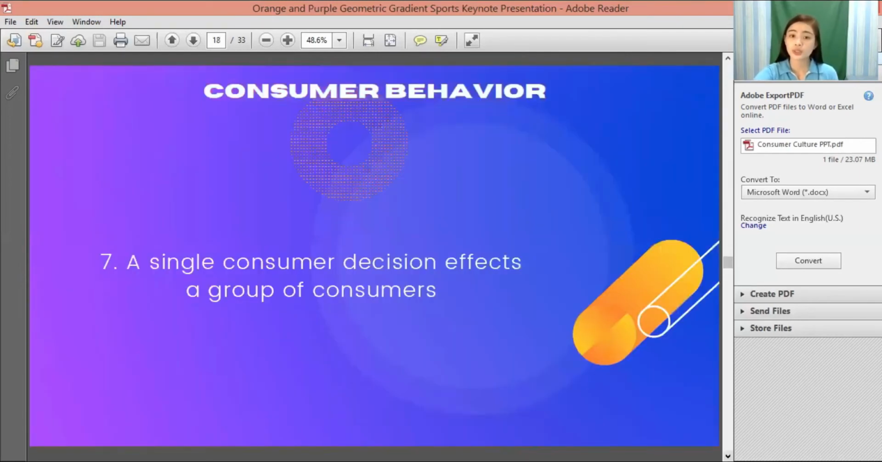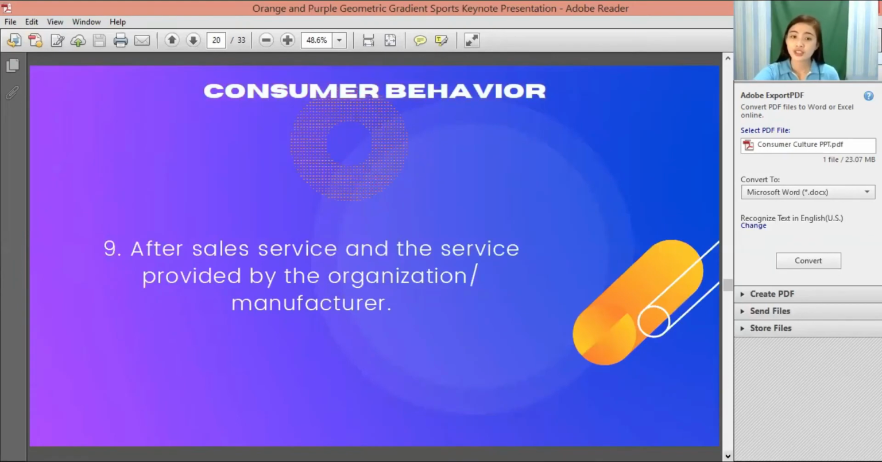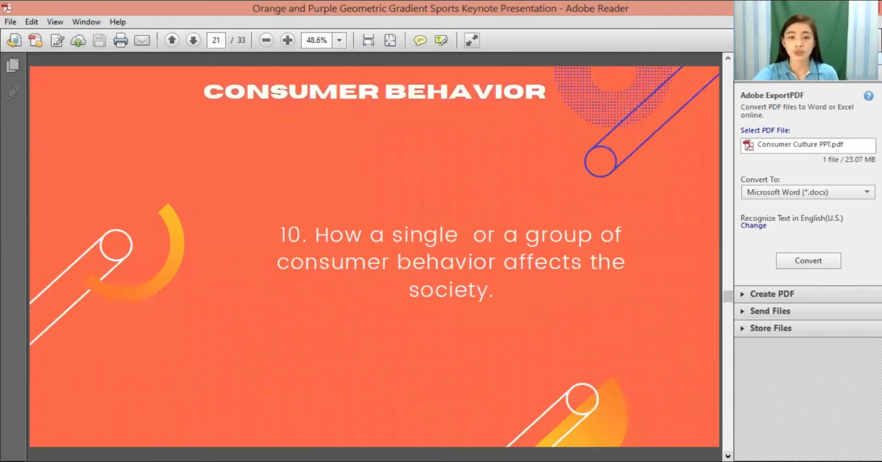A single consumer decision affects a group of consumers. Reusing products influences a consumer. After sales service and the service provided by the organization or manufacturer, and how a single or a group of consumer behavior affects the society.